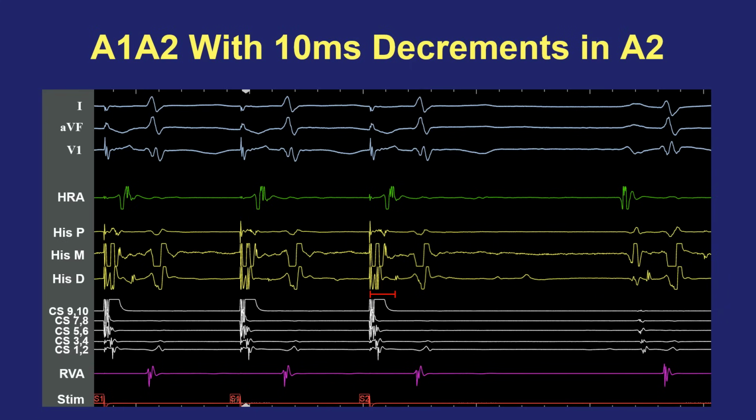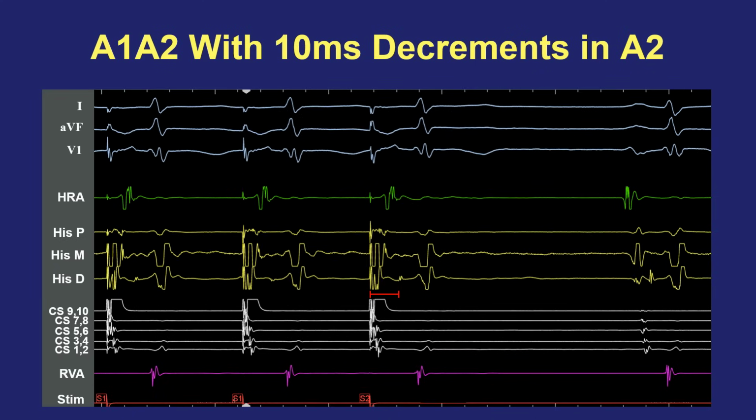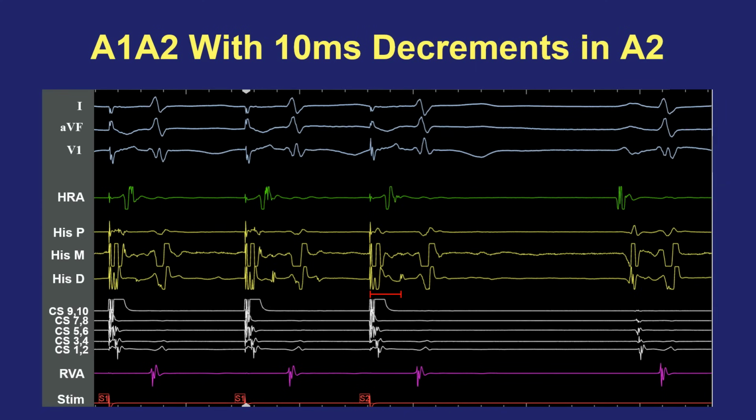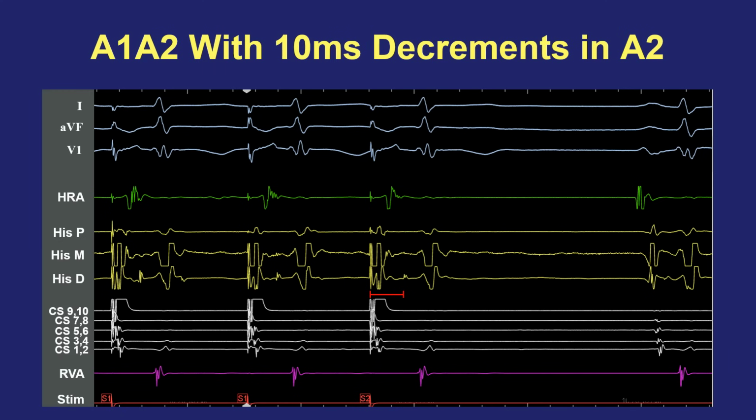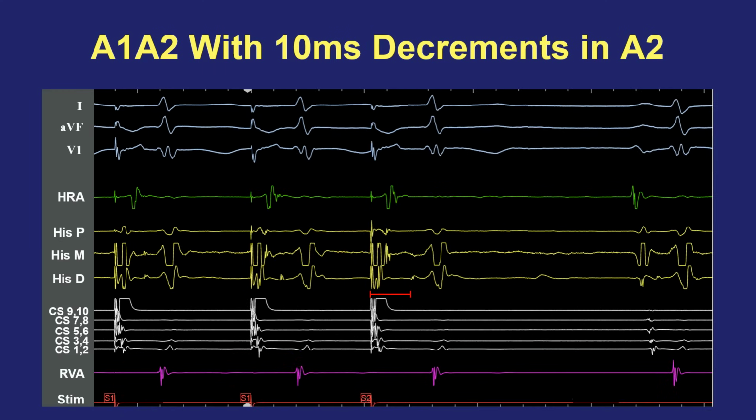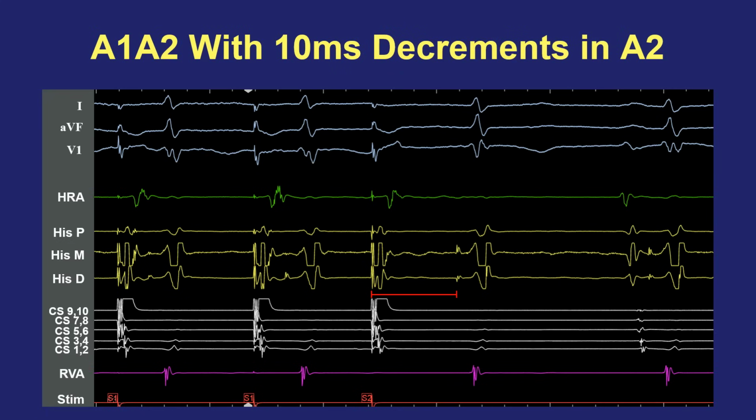Here is an A1, A2 pacing train, the last two A1s and the A2. Here's the AH interval, and let's see what happens to this interval as we bring in the A2 earlier and earlier. Here's an earlier A2, we decremented. Here's another earlier A2 still, we decremented a little bit more. Here's another earlier A2, we decremented a little more. Here's another A2, we decremented a little more. Whoop, look how much that jumped out. That was another 10 millisecond decrement in the A2 pacing pulse, and we jumped way out.